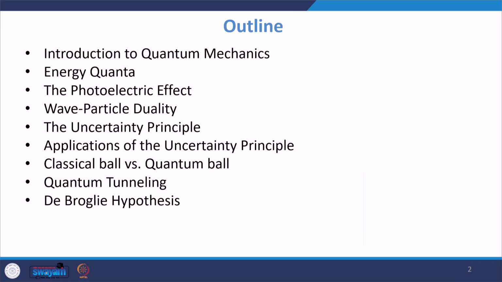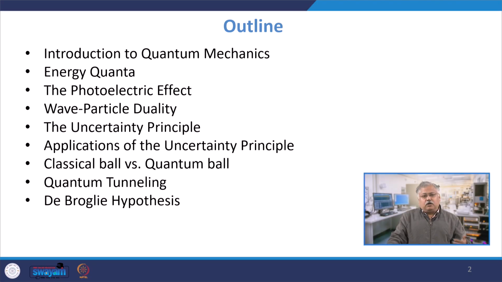So as such, the outline which we are referring to in this lecture series is to give you a brief idea about quantum mechanics, what is the meaning of energy quanta. As an example of the concepts of quantum mechanics, we will look into two applications. One is the photoelectric effect, and then we look into the wave particle duality, uncertainty principle, application of the uncertainty principle, and then finally end up with the de Broglie hypothesis and quantum tunneling, and give you a brief idea about the Schrodinger wave equation, which is the starting equation for the quantum mechanical picture.